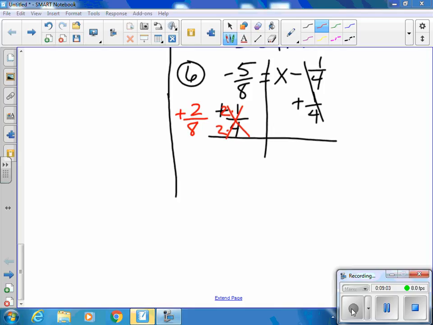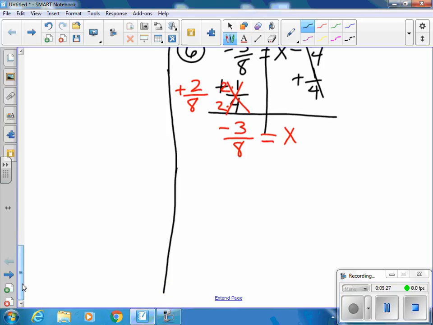And if you add the top numbers together, negative 5 plus 2 is negative 3, and keep the denominator of 8. Negative 3 over 8 does not reduce, so you know you're done on that side, and it equals the x on the other side. Do not turn that answer into a decimal. If you have fractions in your problem, your final answer must remain a fraction. And likewise, if you have decimals in your answer, you want to keep the decimals in your answer as well.